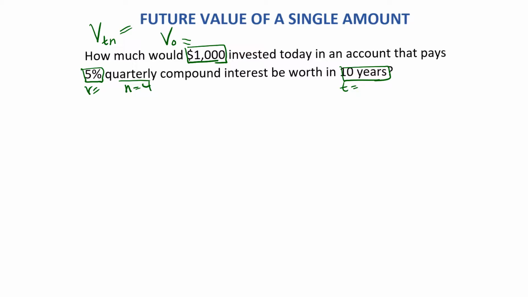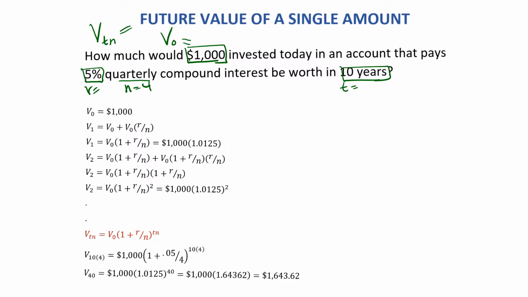So let's consider the following formulation of our problem. As we just specified, the value today, our present value, is equal to $1,000. If we step ahead just 1 quarter, that is the value at time 1, the end of time 1, the value at that point should be the value that we began with, our present value, plus the interest that we earned for that first quarter.